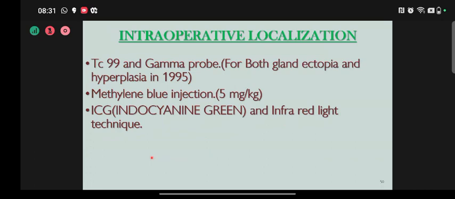Intraoperative localization we can do by the gamma probe. Gamma probe is useful for both gland ectopia and hyperplasia, and it was first described in 1995. And then we can have other techniques: methylene blue injection, indocyanine green and the infrared technique are also used for the intraoperative localization of the parathyroid.